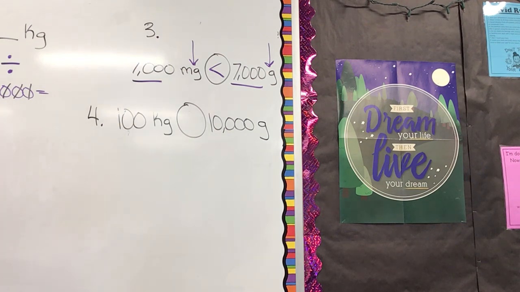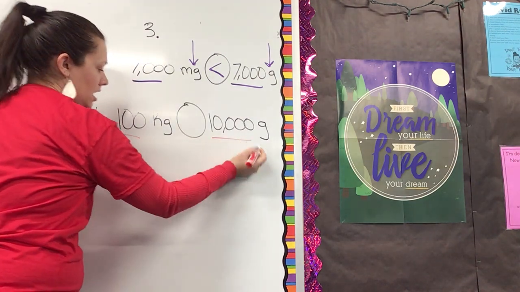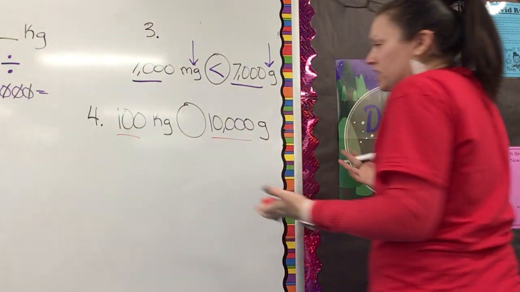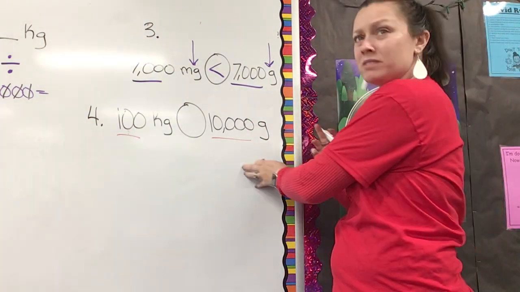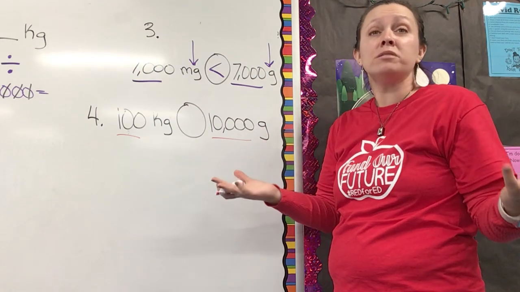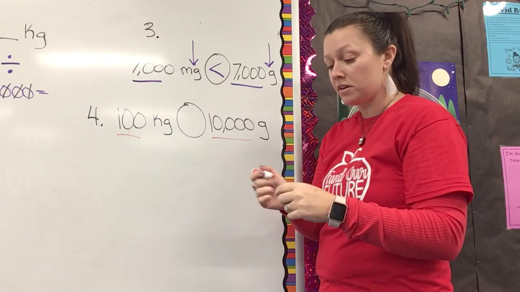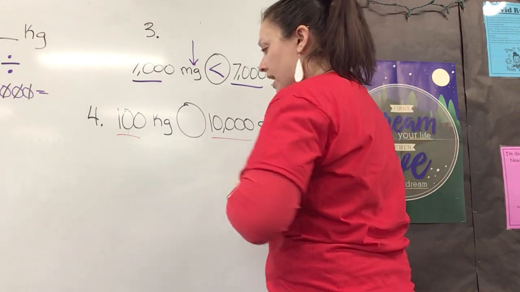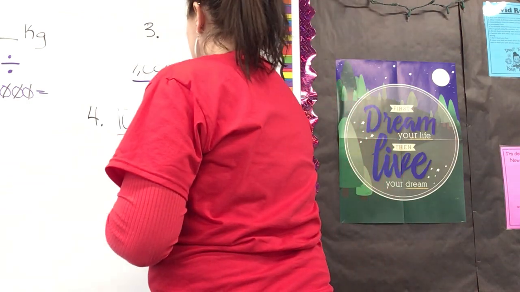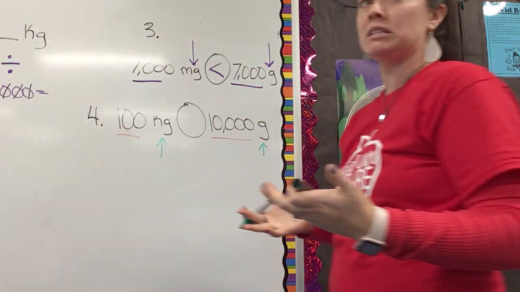All right, so my measurements here, are we working with the same numbers? No. I've got 100 and I've got 10,000. Well, typically when we're looking at just numbers, well, 10,000 is bigger, right? Not necessarily. 10,000 is bigger than 100, but that's not all we can look at, right? What else are we looking at? The measurement. So here I've got kilograms and here I've got grams. Are those the same measurements?